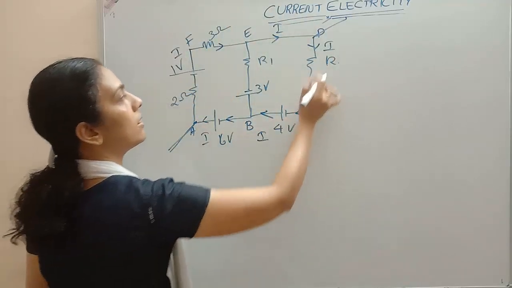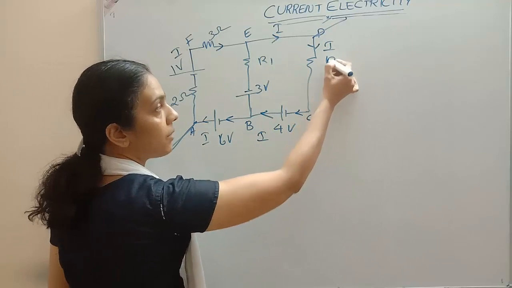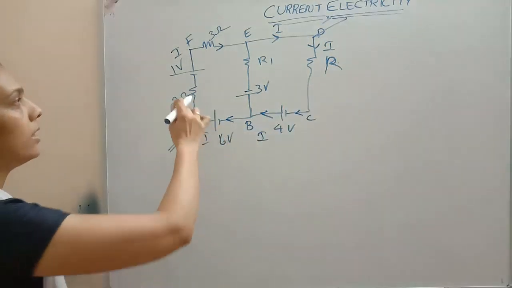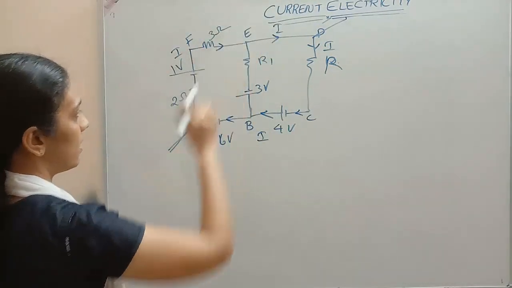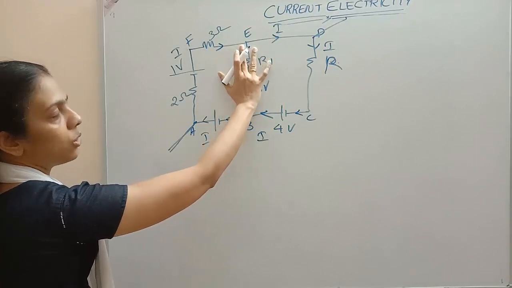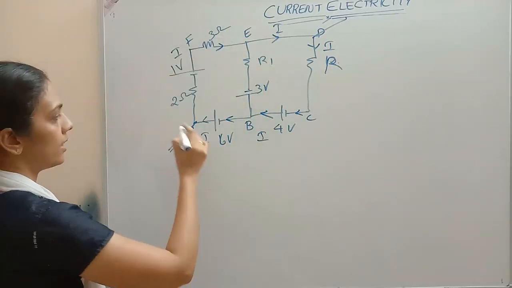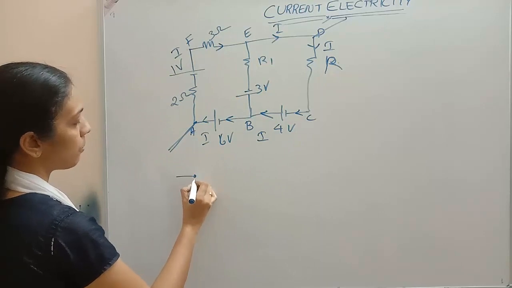Why am I not taking this side? Because here the R value is not given. Here all the values are given, so I am considering that loop. Here this is not required because no current is flowing through that. So this is A, this is the point A.